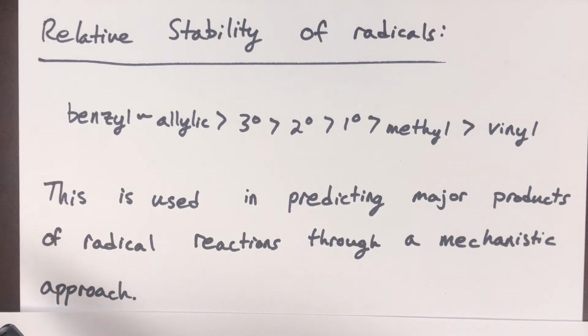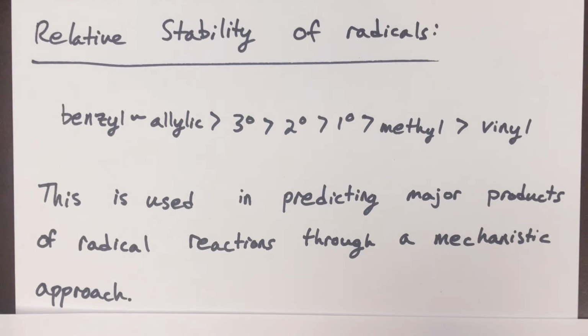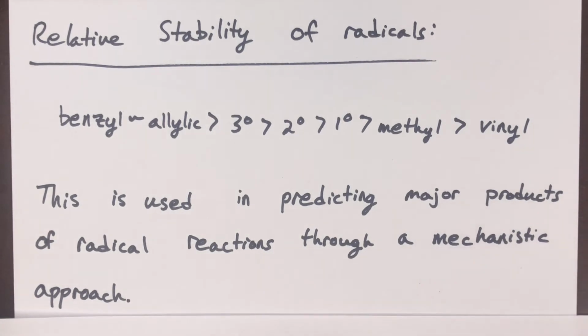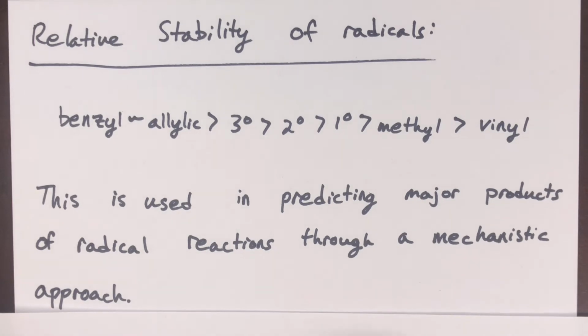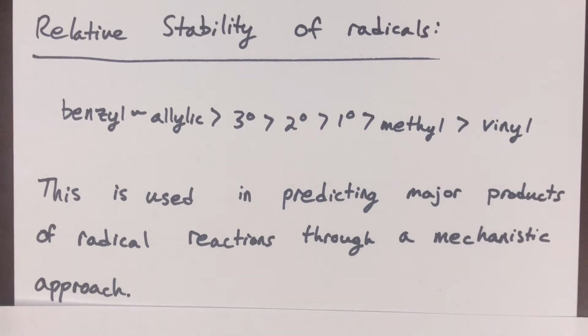And the most interesting thing about this relative stability of radicals is that we can use this to predict the major products of the radical reactions. We do this through a mechanistic approach, where if we're going to form a radical to make the product, then if we know the most stable radical, we can predict the type of product that will be formed. Because if you know the most stable intermediate, the reaction will go through the most stable intermediate, and then it'll make the product that is consistent with that intermediate.